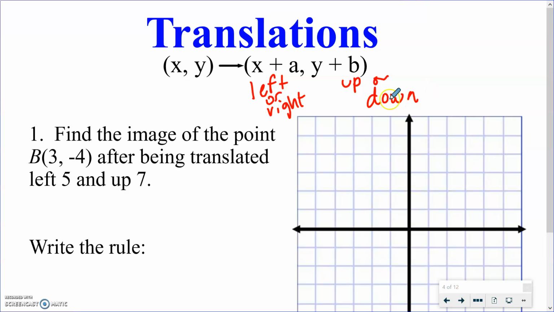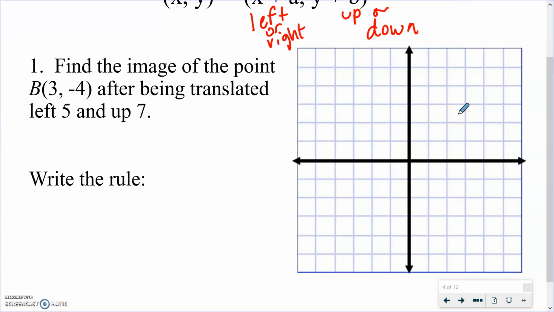So we're going to graph this point, and if you have graph paper, great. For a lot of this today, you're going to need it. If not, just follow along with me. We're going to graph the point B, which is at (3, -4). 1, 2, 3, 4. So here's B. Then we want to translate it left 5 and up 7. So we go 1, 2, 3, 4, 5, and up 1, 2, 3, 4, 5, 6, 7, and we call that B prime. Okay? And so we know that this point now is (-2, 3).